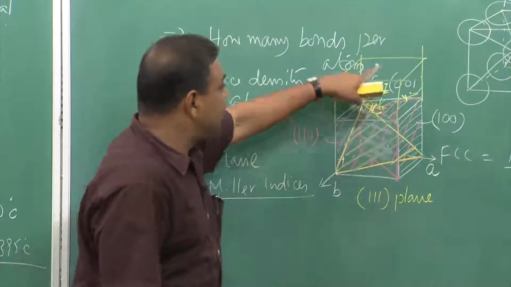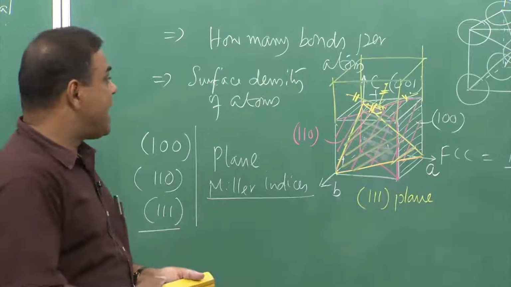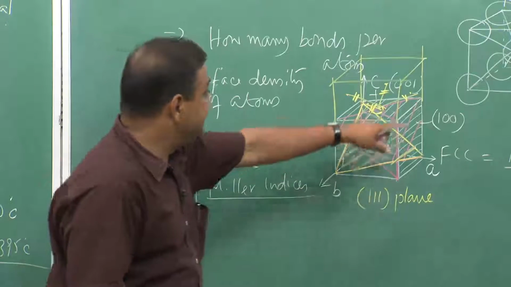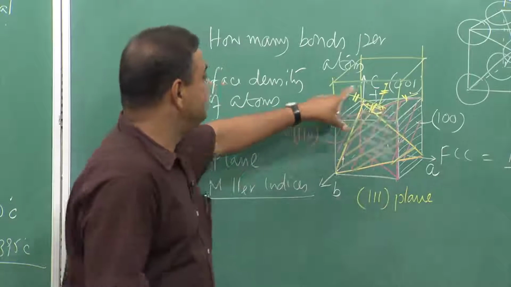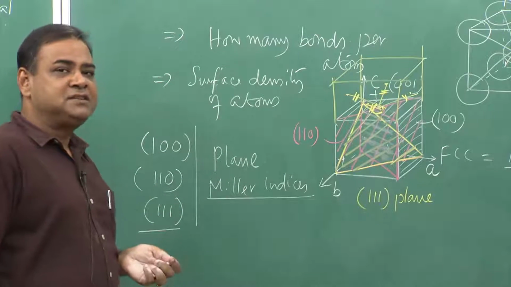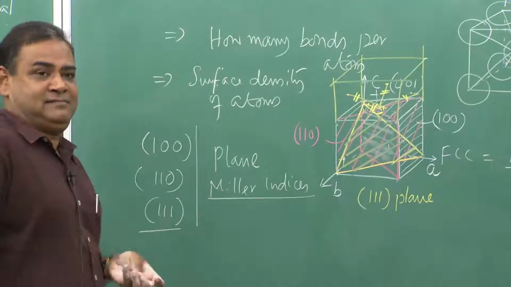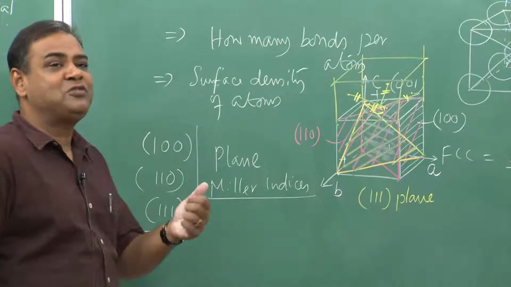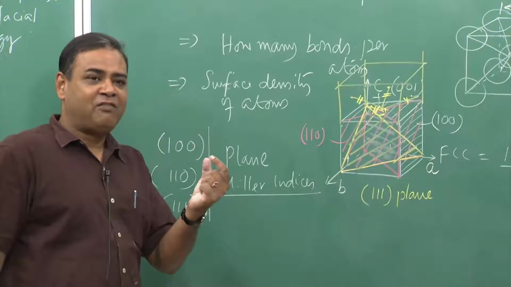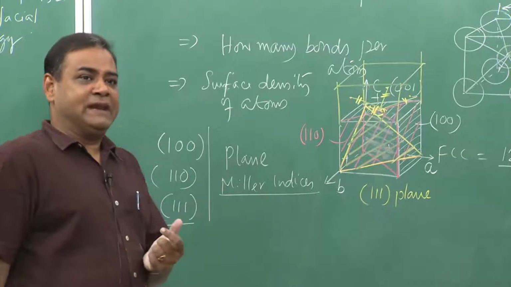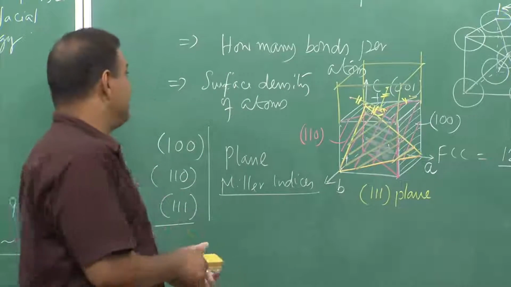Now, when I am cutting these 4 bonds, I have to calculate how many bonds I am cutting over the entire plane. To find the number of bonds cut over the entire plane, I have to find the number of atoms per plane. And to find the number of atoms per plane, I also have to find the area of that plane. So, per unit area of this plane, how many atoms are there? That information will also be required.